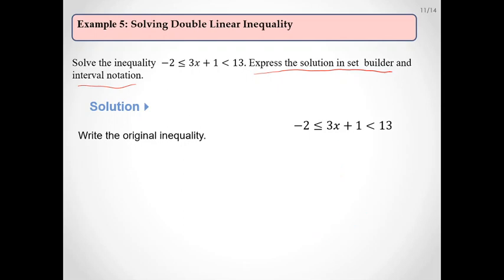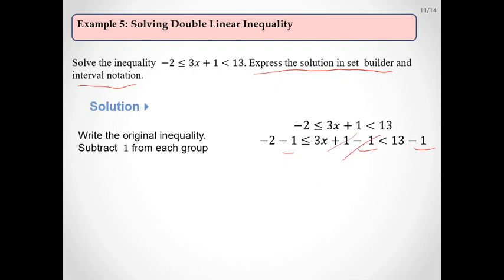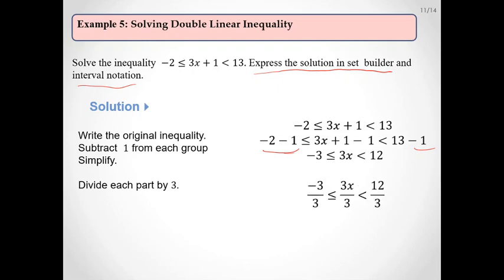First, you can subtract 1 from all sides. 1, 1, 1 subtract, so that we get rid of 1 here. And we have 3x here in the middle, and negative 3 on the left side, and on the right hand side this is 12. And then next you have to isolate x. How? By dividing by 3. Then since it's positive here, no change in the direction.